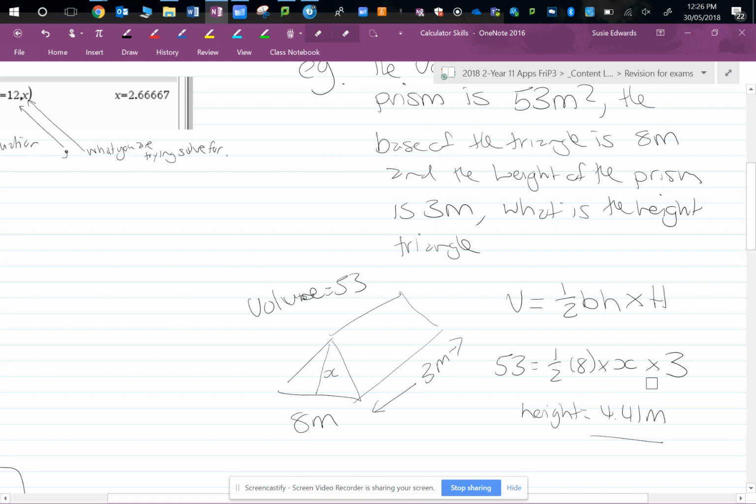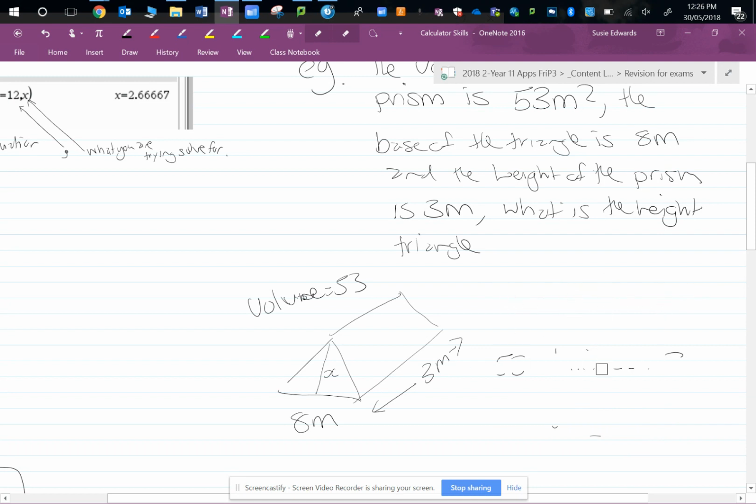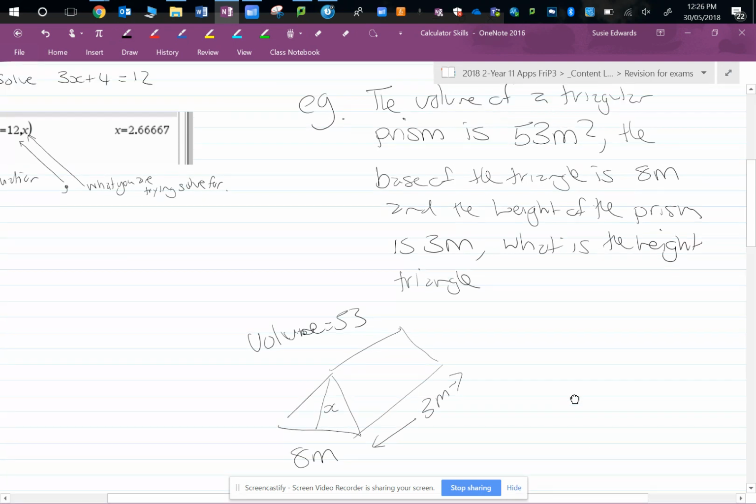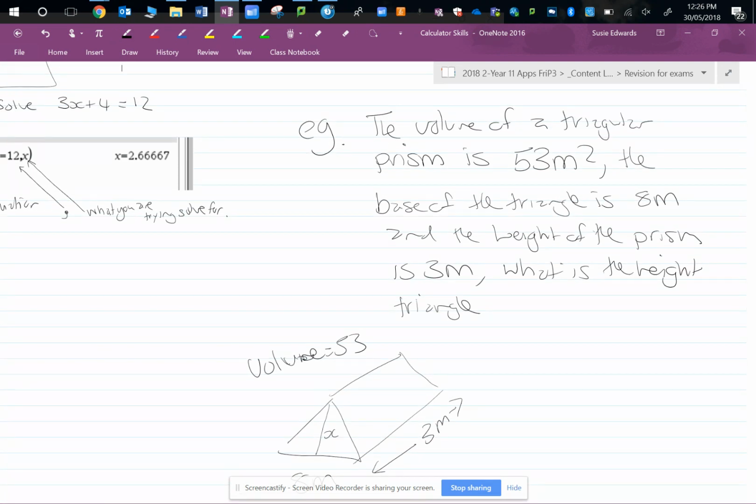All right. So if I look at this question, let's break it down so that we can use solve in it. It says the volume of a triangular prism is 53 cubic meters. The base of the triangle is 8 meters and the height of the prism is 3 meters. What is the height of the triangle?